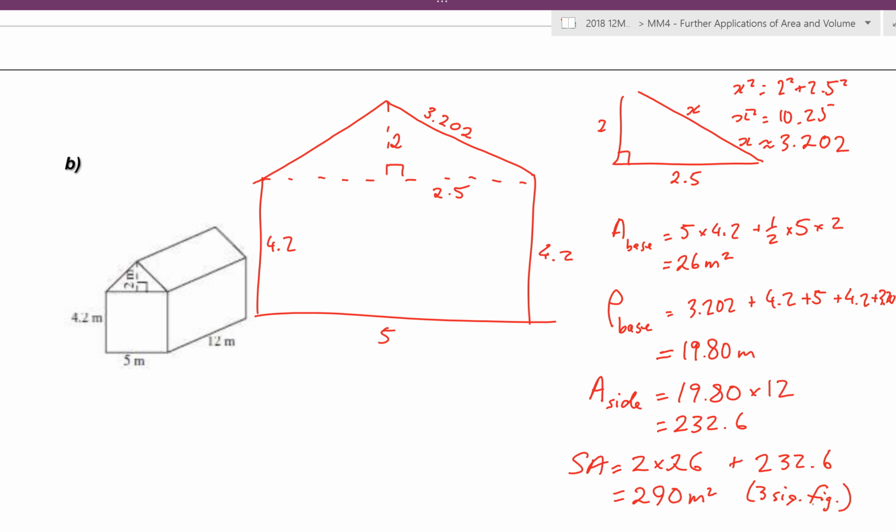Okay, rightio. So that's surface area of a prism. Remember, what we want to do is work out the area of the base. We want to work out the perimeter of the base. We work out the area of the sides by multiplying the perimeter by the height. Then I add 2 bases to the area of the sides to get the total surface area.